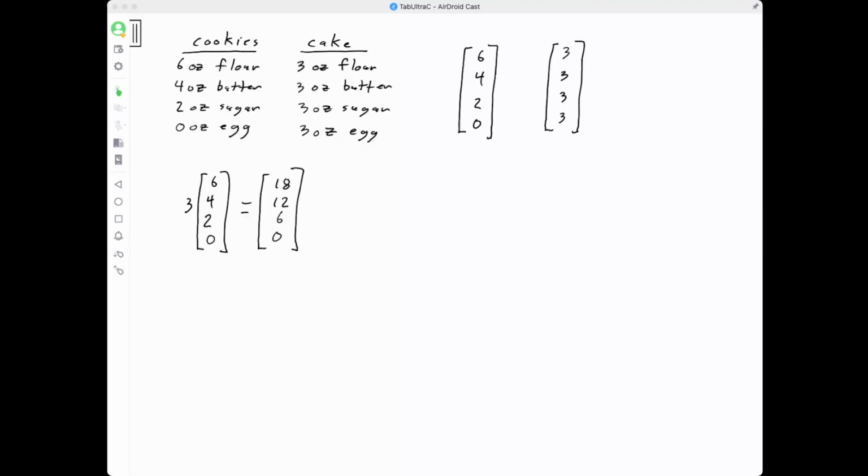Or similarly, I could say, well, what do I need to make 6 cakes? So I would take 6 times my recipe for a single cake, multiply 6 times each entry to get 18 ounces of flour, 18 ounces of butter, 18 ounces of sugar, and 18 ounces of eggs. So this makes perfect sense so far.